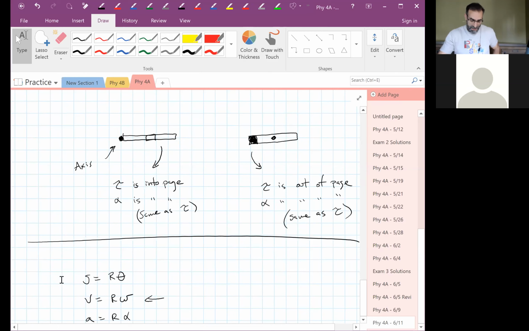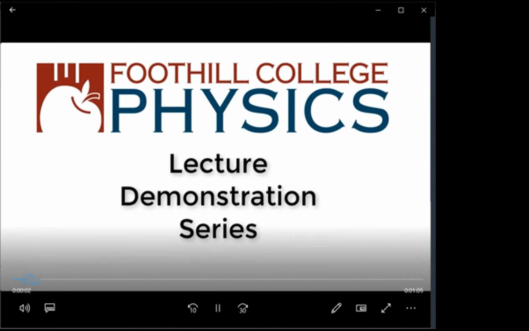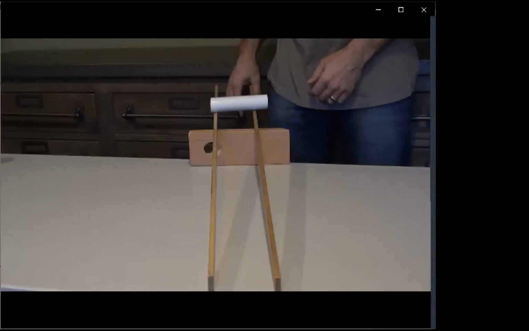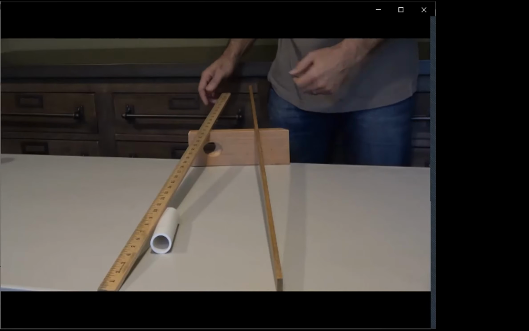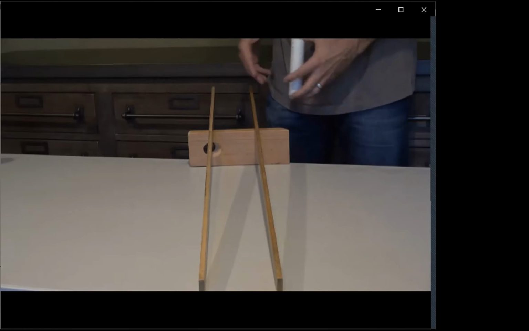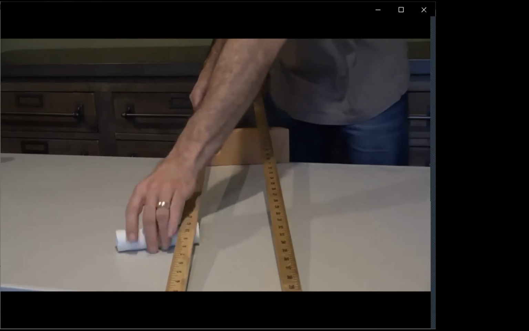Okay, let me show you an example of this. V equals R omega. These two meter sticks represent railroad tracks. If train wheels were cylindrical, they wouldn't stay on the tracks very well. Any slight deviation from being centered, and they roll right off.